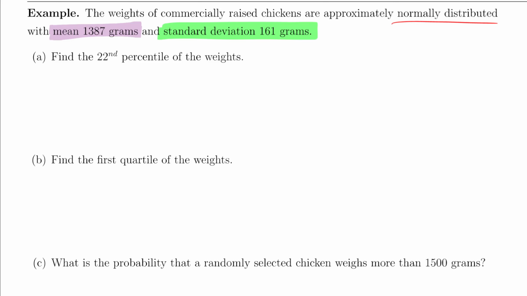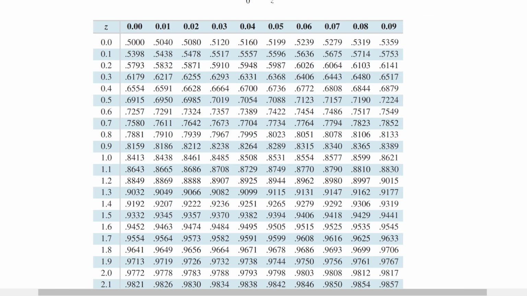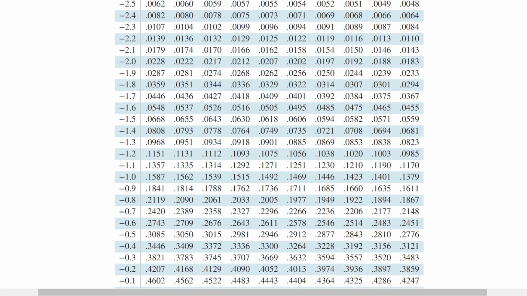So we're interested in the z-score that has 0.22 of the area under the curve less than that value. Now, in order to do that, we need to go to the chart, and we're doing kind of the reverse process. We're given the area, and we need to find then the z-score. So for an area of 0.22, I know I'm in the negative region because at exactly 0 I'm at 0.5, so 0.22 should be somewhat negative.